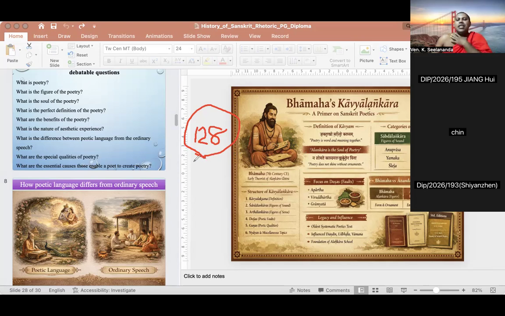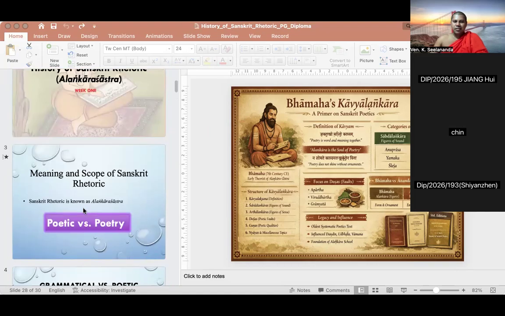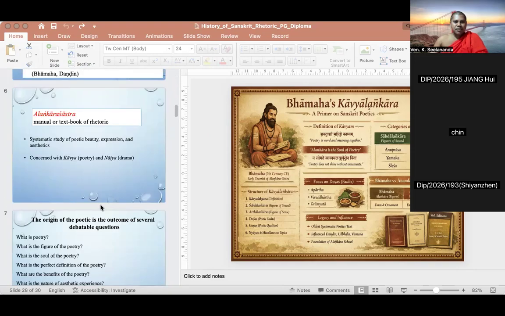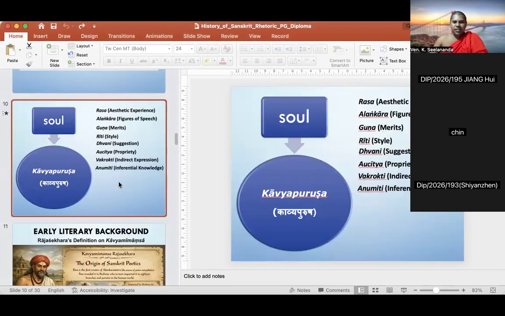Actually, this is only alankara, and rasa and guna, riti, auchitya, dhvani are other schools of this Sanskrit poetics. So which means that at different periods of time, the poetics developed into different schools. Yeah, I mentioned before, this one, the soul. Yes, this one.